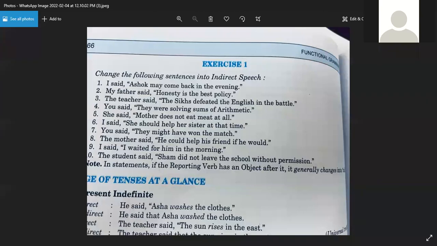The first one is: he said, I'm feeling out of sorts today. Speak the answer. He said that he had been feeling out of sorts that day. Very good. That he had been feeling out of sorts that day.